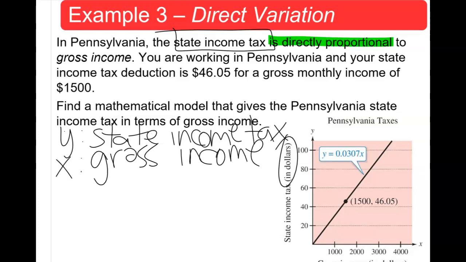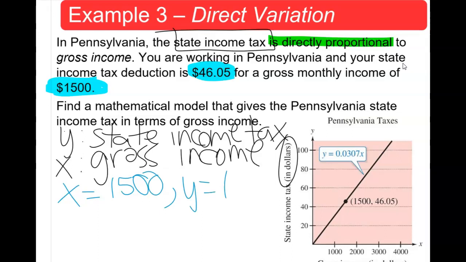Okay, so it says here, you are working in Pennsylvania and your state income tax deduction is $46.05 for a gross monthly income of $1,500. So what we need to do here is substitute our values. Here we have x is equal to 1,500, and y, which is the income tax, will be 46.05, like that.